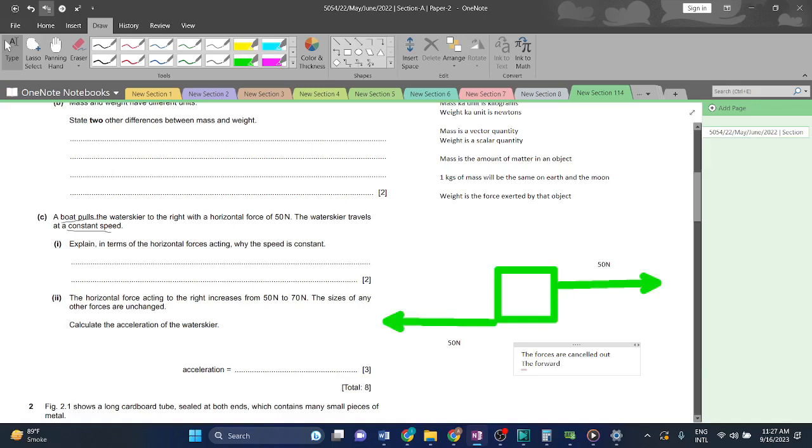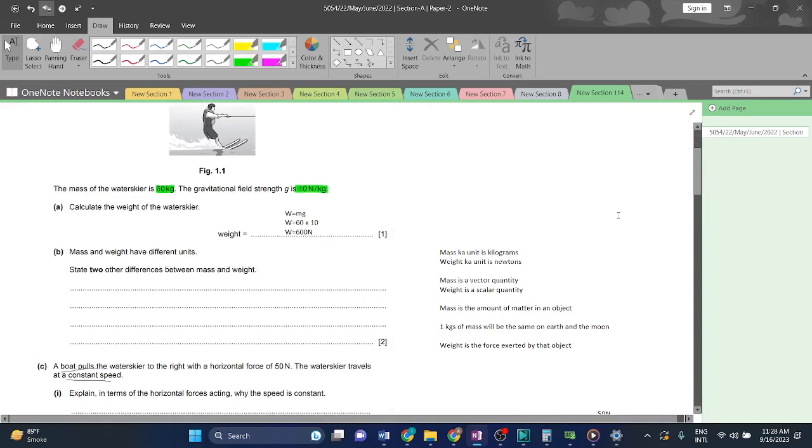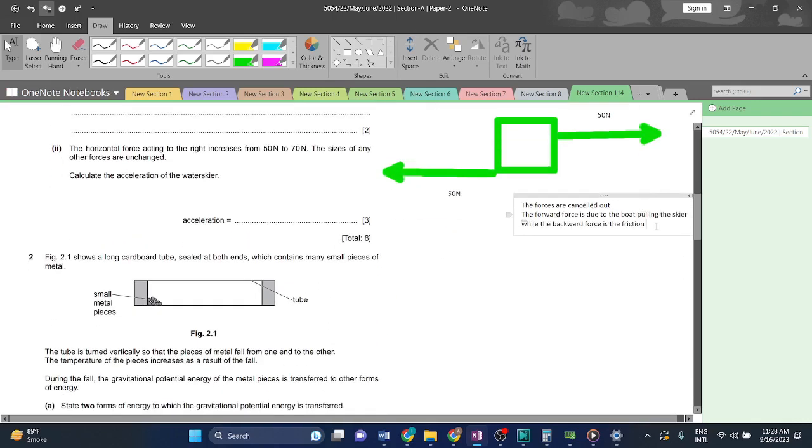The forward force is due to the boat pulling the skier, while the backward force is the friction. And if you notice another force which is in the opposing direction, friction and air resistance are two forces which are opposite to the motion in a body in motion. Okay? So yeah, the backward force is friction and air resistance. So those are the two backward forces.